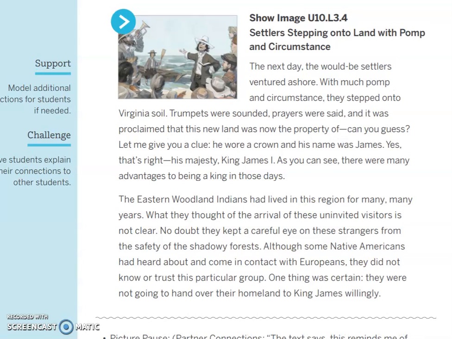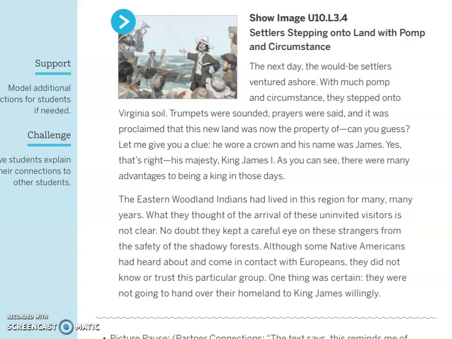The next day the would-be settlers ventured ashore. With much pomp and circumstance they stepped onto Virginia soil. Trumpets were sounded, prayers were said, and it was proclaimed that this new land was now the property of, can you guess? Let me give you a clue. He wore a crown and his name was James. Yes, His Majesty King James I. As you can see, there were many advantages to being a king in those days.